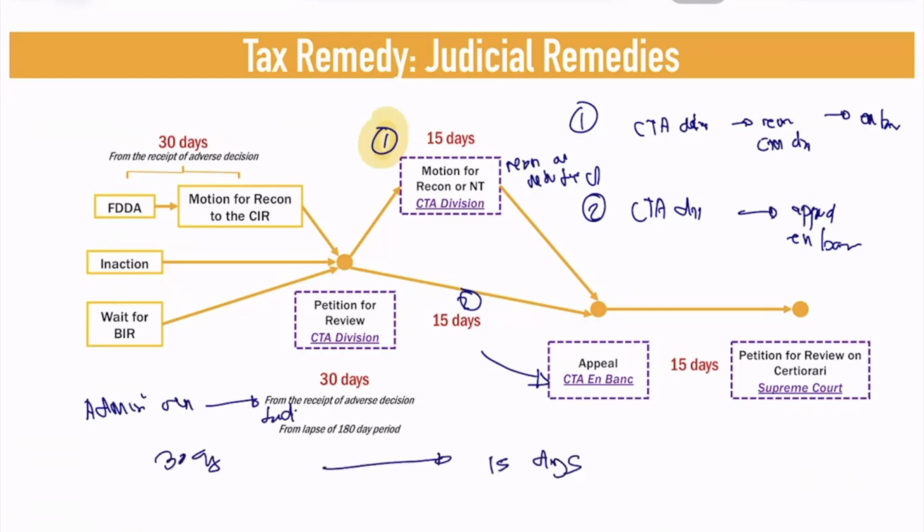Bahala ka na kung gusto mong CTA division muna or pumunta ka CTA en banc, or pwede ka rin mag-review on certiorari sa Supreme Court. Basta ang importante dito, tandaan nyo yung days. Pagkatapos ng admin remedy, you have 30 days for judicial remedy. CTA Division, CTA en banc, Supreme Court, 15 days. Ganun lang yung hierarchy niya. And let's say sa CTA Division, gusto mong i-recon yun, pwede mo lang i-reconsideration yun sa CTA Division bago ka mag-appeal sa en banc. Pwede mo rin uli reconsideration yung sa en banc bago ka pumuntang SC. Tapos, pag nandun ka na sa SC, wala na talaga. Yun na yung final na decision.